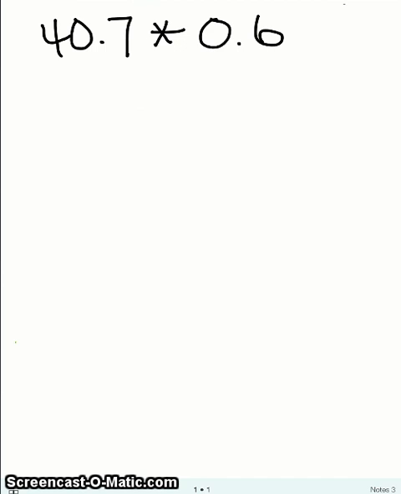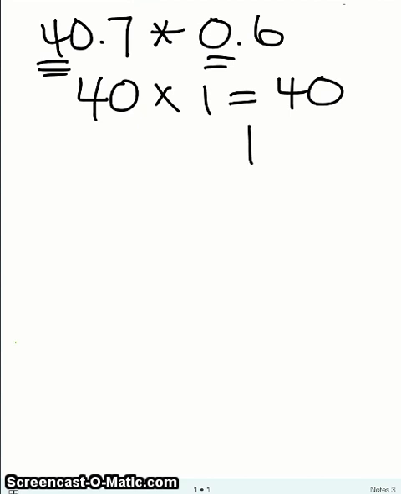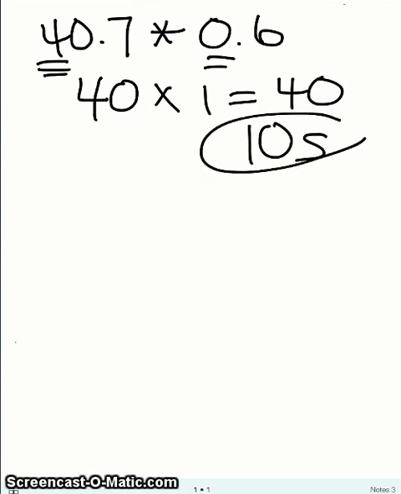Push pause. All right, you're back, and hopefully your estimate is going to look similar to mine. Go to the biggest place. Is it closer to 40 or 50? And it is closer to 40. And then 0 and 6 tenths, go to the biggest place. Is it closer to 0 or 1? It's closer to 1. So my estimate is 40, or the tens place. So hopefully you've got that as your estimate.